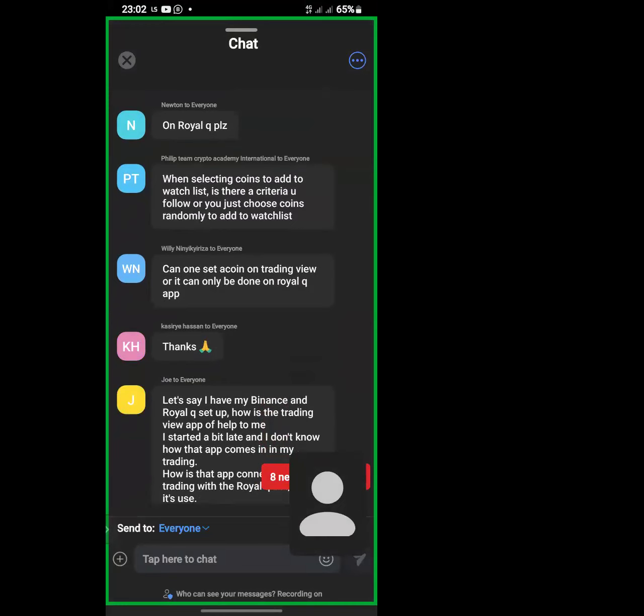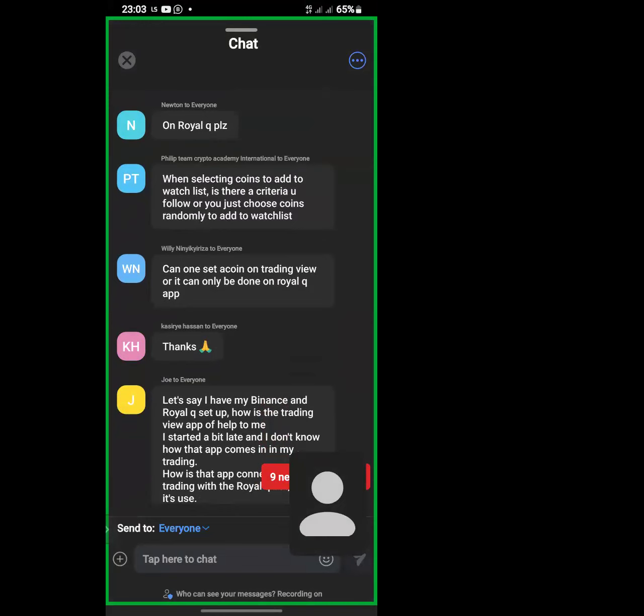When selecting coins to add to the watch list, is there a criteria you follow, or do you just choose coins randomly? Yes, there is a criteria you follow when choosing a particular coin. Choose the coins that you understand, the coins that you're going to monitor or analyze on the market.